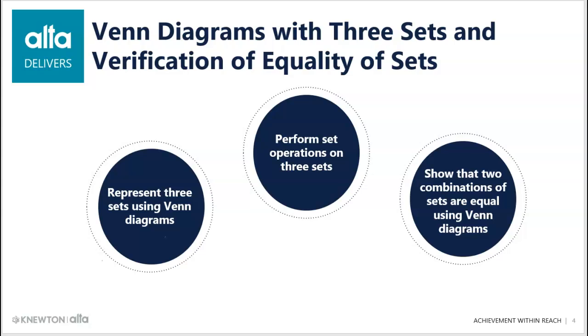Then we're going to also perform operations on 3 sets. Things like find A intersect B, then in union with C. So we're going to see things like this. We're going to have to work in steps from the inside out, where you would find A intersect B, and then put that in union with C. So there's a multiple step process there. Again, it's not difficult. It's just details and following steps.